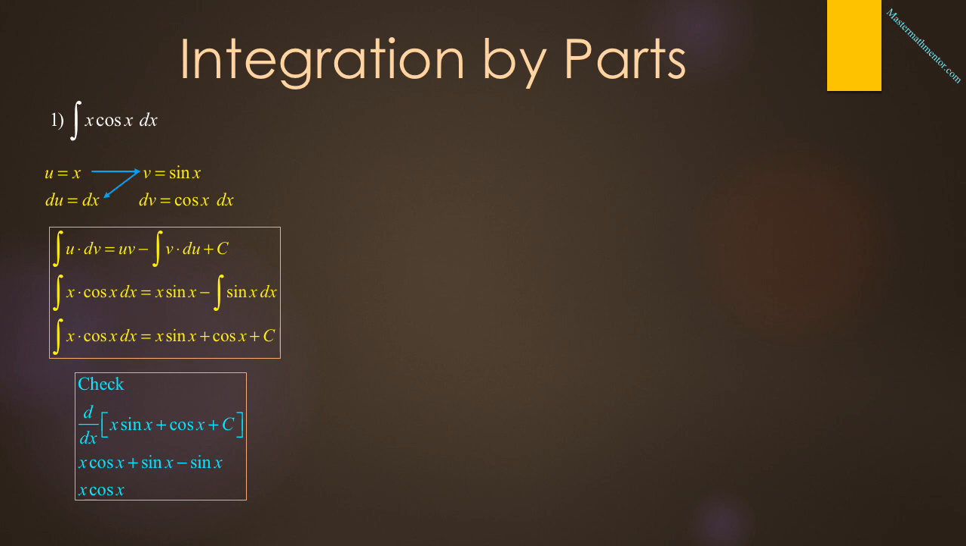I like to encourage students when learning integration by parts to check their work if it's not too much trouble. When you take the derivative of your answer, you should get back to the original problem. So if I take the derivative with respect to x of x sine x plus cosine x plus c, we get, by the product rule, x cosine x plus sine x, and the derivative of cosine x is minus sine x, and the sine x's cancel, and we're right back to x cosine x.